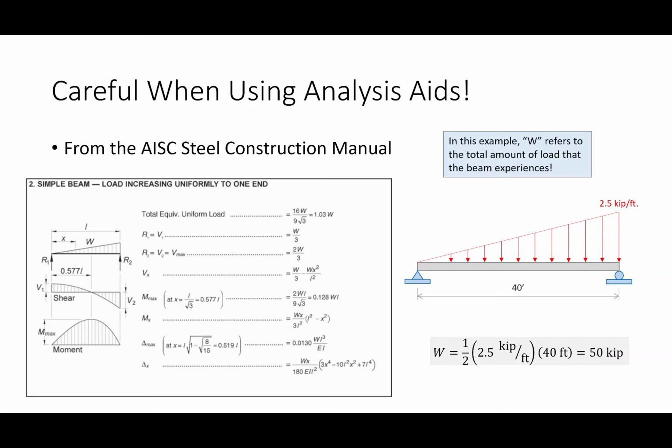Like for example, if you look at the values for shear, like the reaction here, like here's the shear diagram. The reaction here is W over 3. Well, if you take this and divide it by 3, you'll get kips per foot. You won't get a shear in kips. So the units don't make sense. Okay? Everybody with me on that?